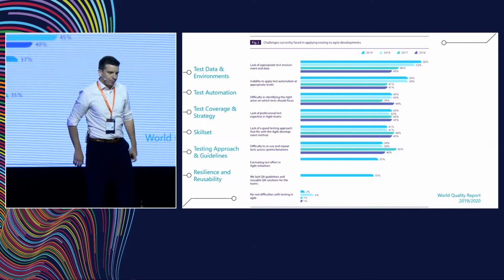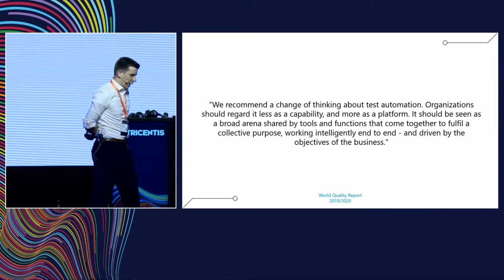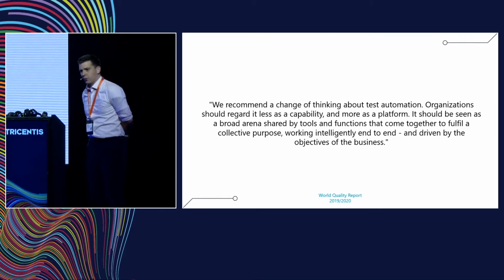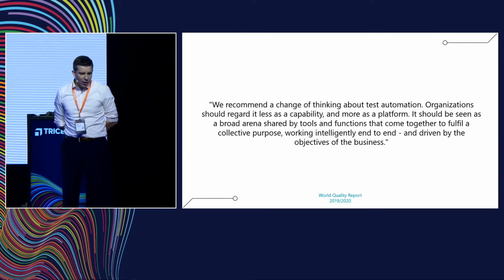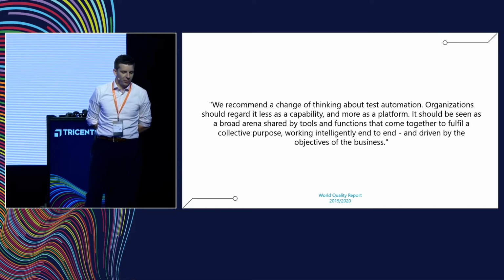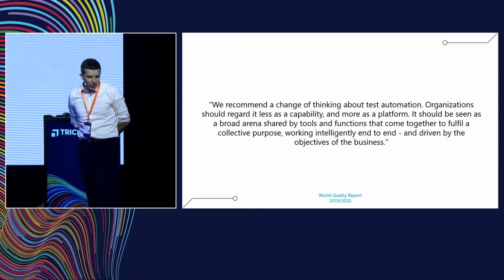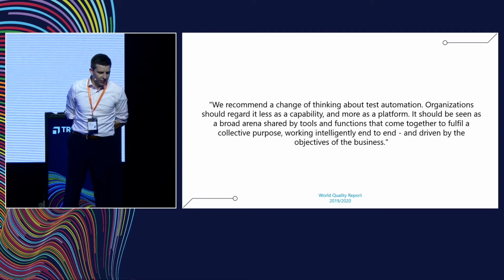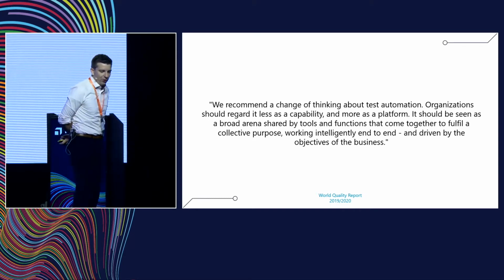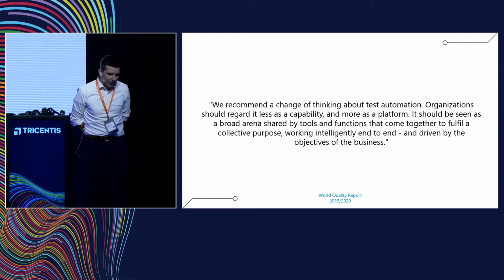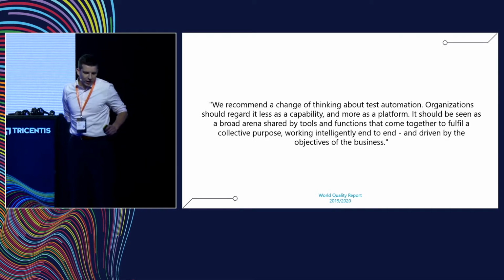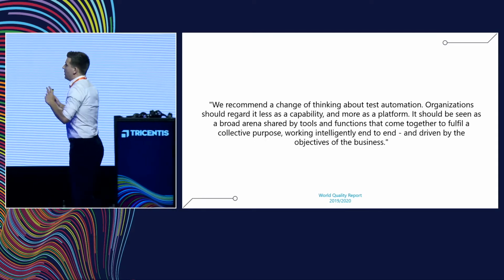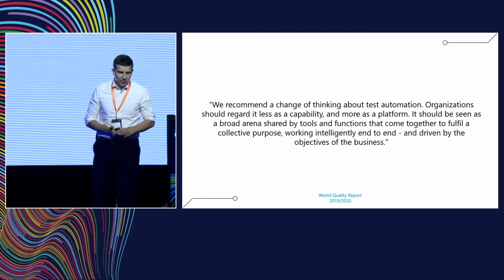Well, the executive summary finalized the report with this statement. I'm going to read that quickly. It says, we recommend a change of thinking about test automation. Organizations should regard it less as a capability and more as a platform. It should be seen as a broad arena of tools and functions that come together to fulfill a collective approach, working intelligently end-to-end and driven by the objectives of the business. This was specifically about test automation.